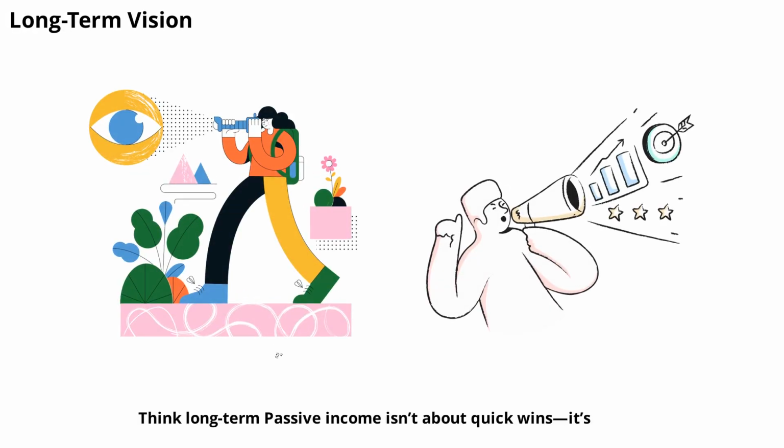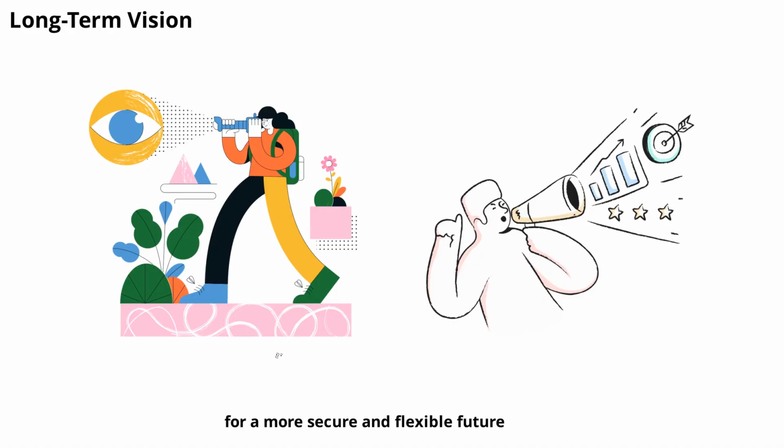Think long-term. Passive income isn't about quick wins, it's about building lasting wealth and freedom. Set a vision for where you want to be in 5 or 10 years. Use your current efforts as building blocks for a more secure and flexible future.